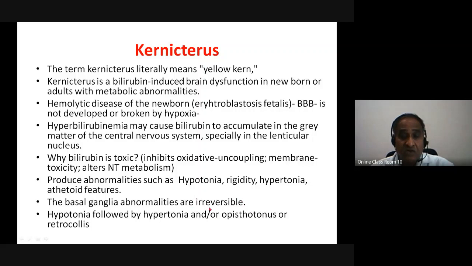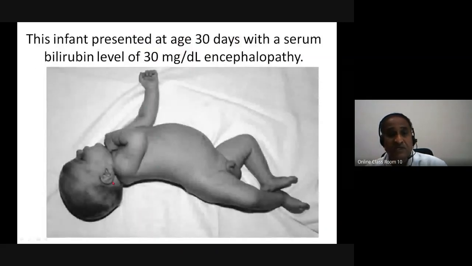For that reason, when infants show some changes in the muscle tone, one has to be very careful and treat them aggressively. They may have abnormalities like hypotonia followed by hypertonia and opisthotonus or retrocollis. Just see this picture. This is the opisthotonus and retrocollis. In this child, you see these movements of the limbs and that opisthotonus neck position.